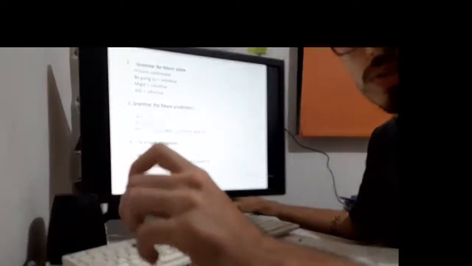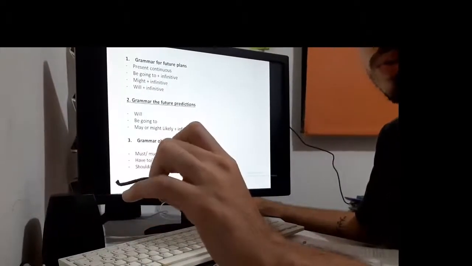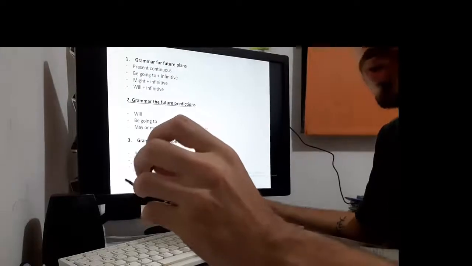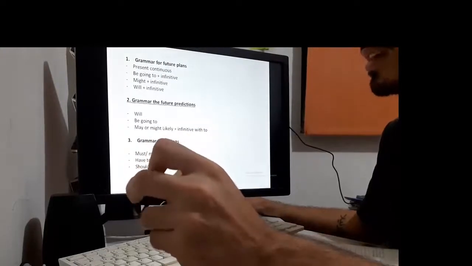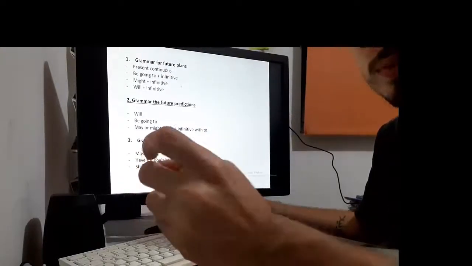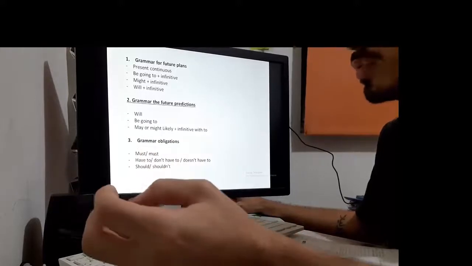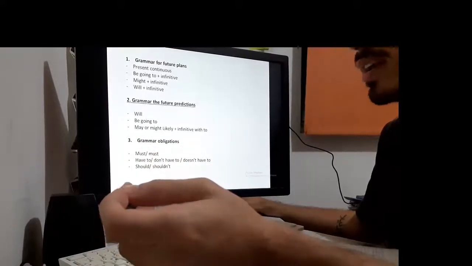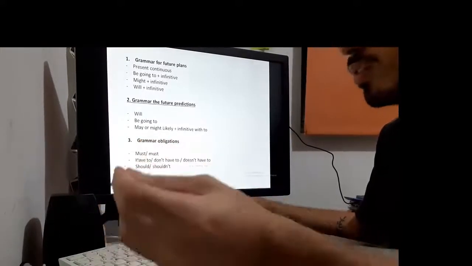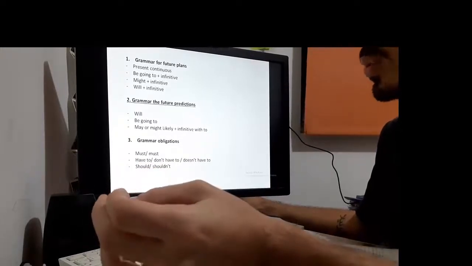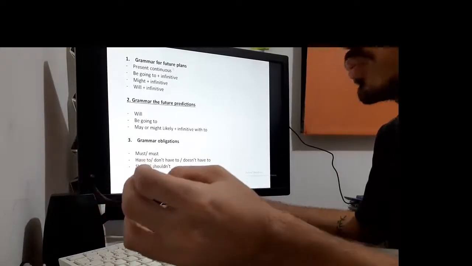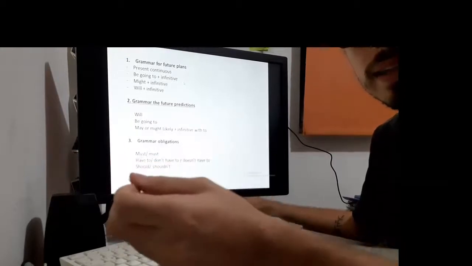So today I'm going to explain to you the differences in the grammar for future plans, in the grammar for future predictions, and the grammar for obligations. So we are going to start with the first one, that is grammar for future plans.